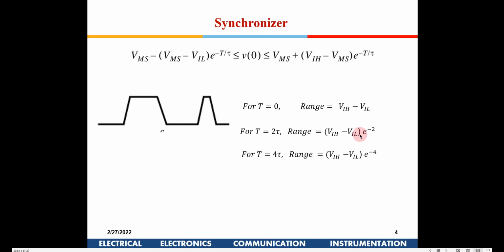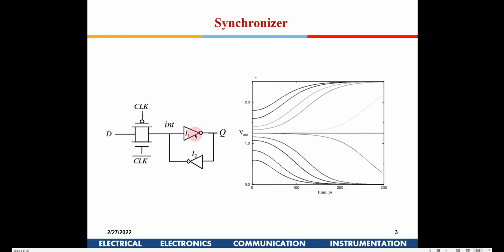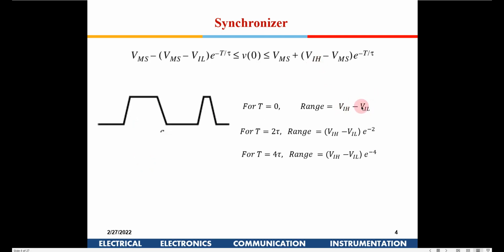What does this range signify? If the input voltage is within this range, and I don't use a synchronizer, when the clock is switched on and I am sampling the signal, if the voltage is within this range, it could cause an error in the reading.